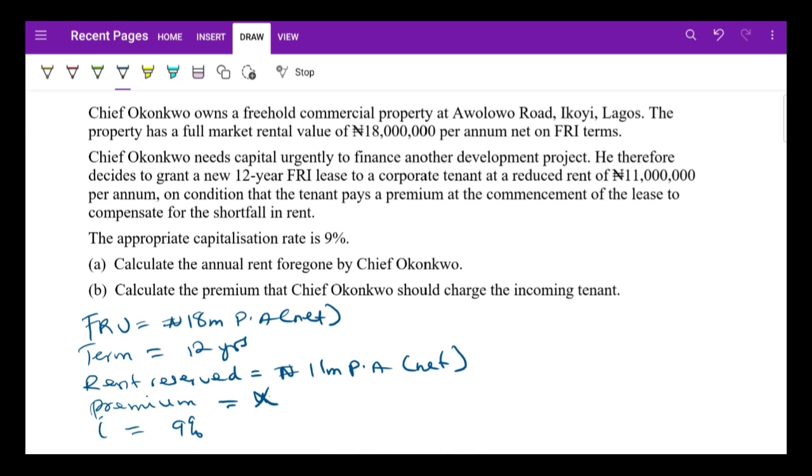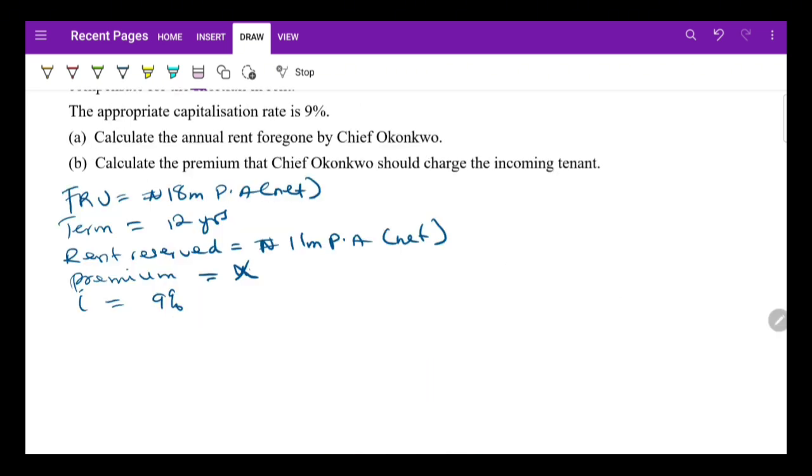So, the first question says we should calculate the annual rent forgone by Chief Okonkwo. That's simple. So if the full rental value, annual rent forgone will be equal to full rental value minus rent reserved.